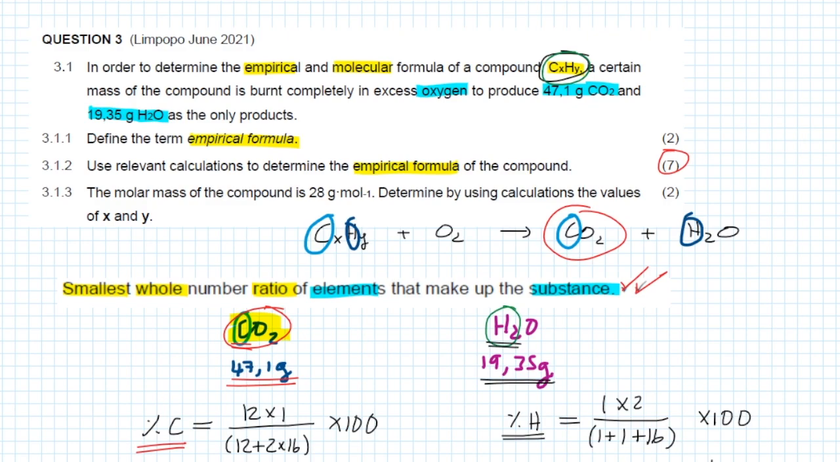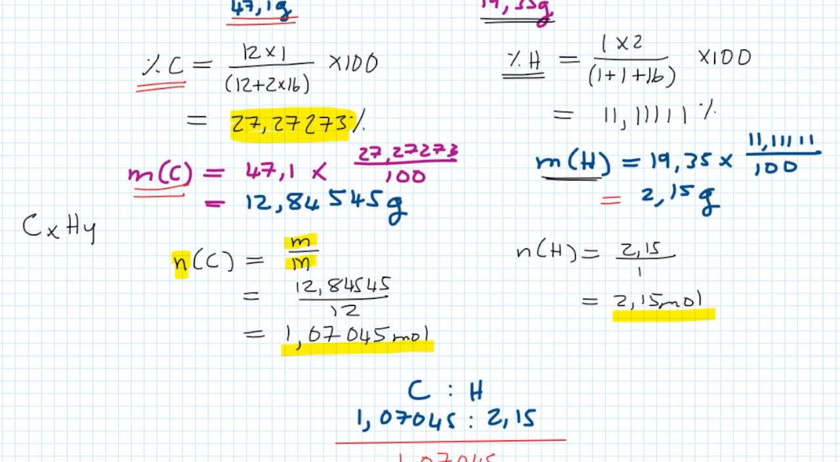So I'm sure you're interested in the mark allocation over here. The marks will be awarded as follows. You're going to get 1 mark for the method that you use to determine the percentage of hydrogen, 1 mark for the method that you use to determine the percentage of carbon. Then you're going to get 1 mark for the substitution that you use to calculate the mass of carbon, and then the substitution for how you calculated the mass of hydrogen.